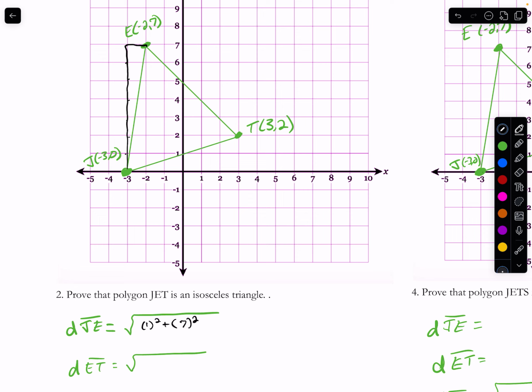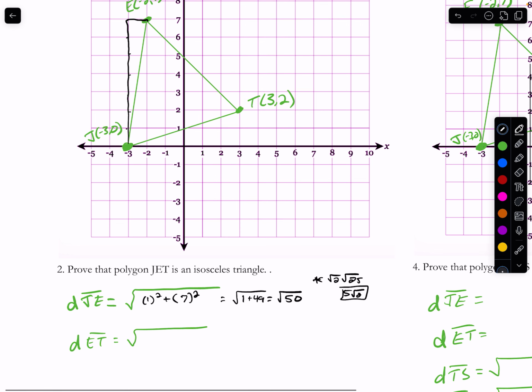Okay, so what that is going to be is the square root of 1 plus 49, which is the square root of 50. Okay, now you could leave it like that. If you wanted to simplify that, we can break that down into radical 2 and then radical 25, which is really 5 radical 2. Usually with these coordinate proofs, radical 50 shows the distance, okay? So let's take a look at the next one.